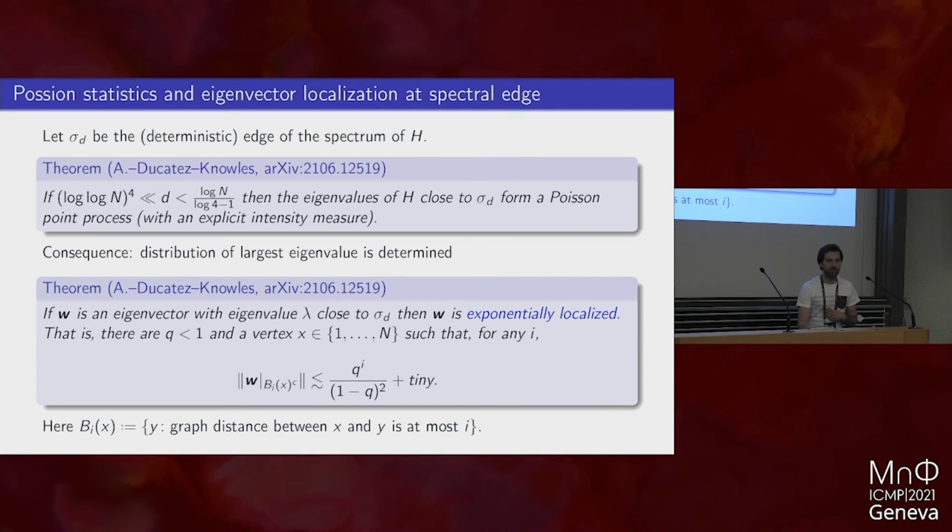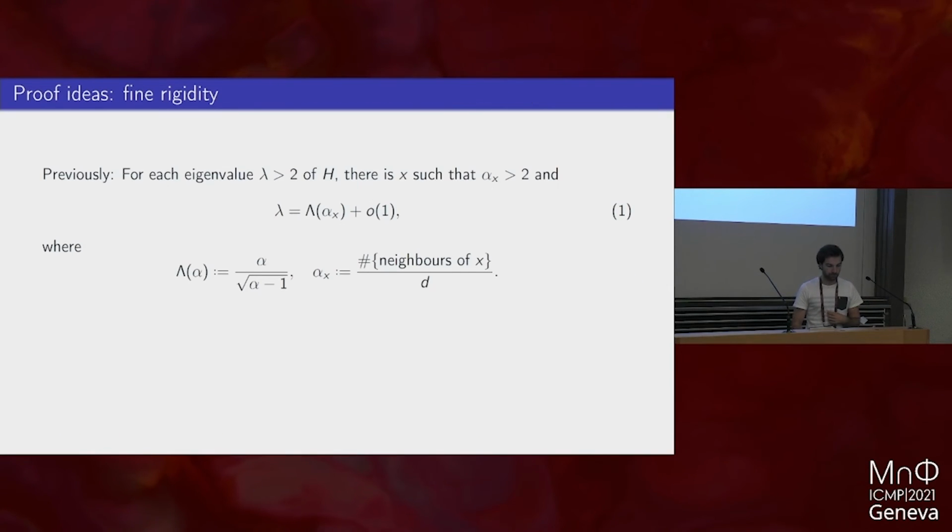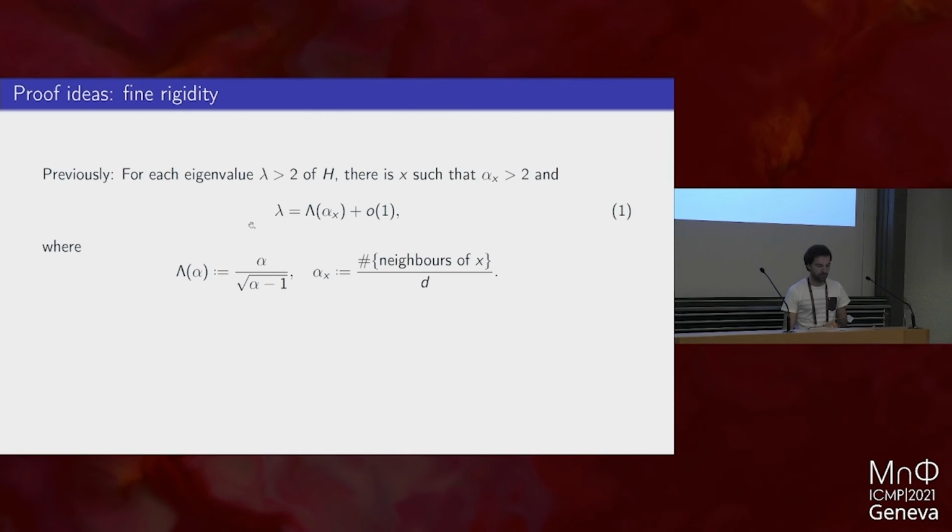Okay, so these are the results, and then in the remaining time I will focus on giving you some proof ideas. So the first observation, which was already made in some of our previous works, is that for every eigenvalue lambda of this rescaled adjacency matrix, whenever we have an eigenvalue that's bigger than 2, we actually find the vertex whose normalized degree. So I gave the definitions down here.